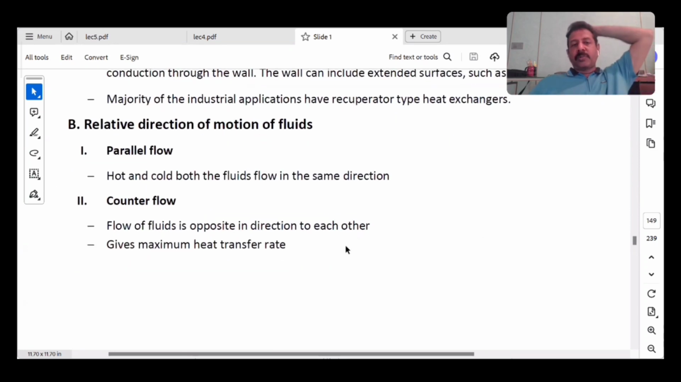relative direction of motion between the two fluids. So there is a hot fluid and a cold fluid, right? The energy in the hot fluid I have to transfer to the cold fluid, for which I have to have some mechanism. And what is the mechanism you follow? Other than heat exchanger, you want to exchange heat from the hot fluid to the cold fluid. So based upon the nature of transfer process, we saw three. Now, the direction of flow.